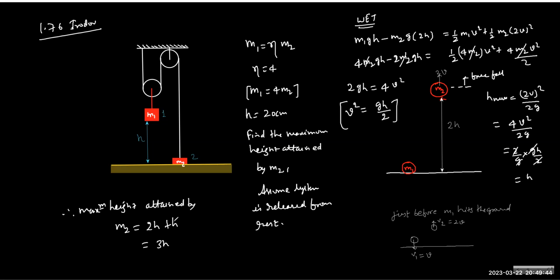So let's see the answer. What is the answer? Yeah, correct. So it is 0.6 meter. H is given as 20 centimeters, so 3H is 60 centimeters, which is 0.6 meter. And that is the right answer. I hope you realize this.